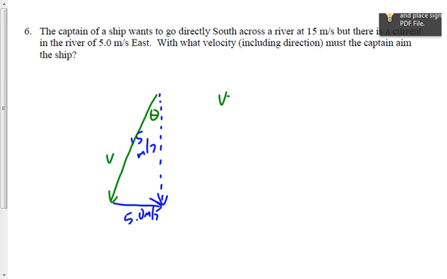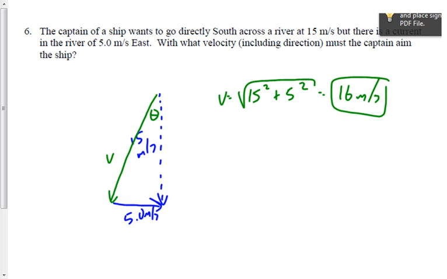Let's say v is going to be equal to the square root of 15 squared plus 5 squared. Do the math on that, and it works out to be 16 meters per second. And let's say theta is equal to the inverse tan function of opposite over adjacent. That's going to be 5 over 15, which is going to give me 18 degrees. Now, the way that I have this drawn, this would be 18 degrees south of west or west of south.